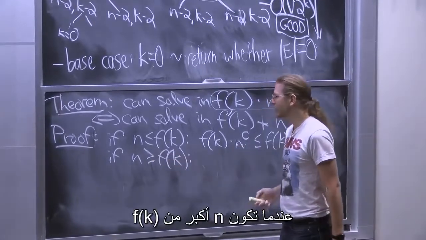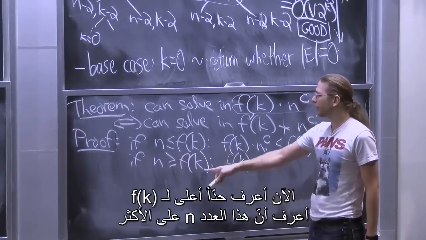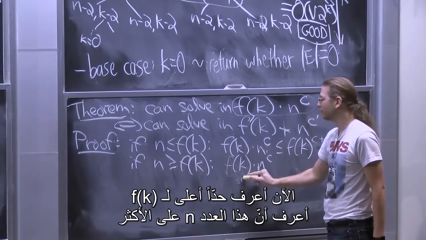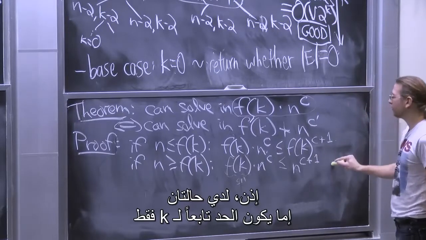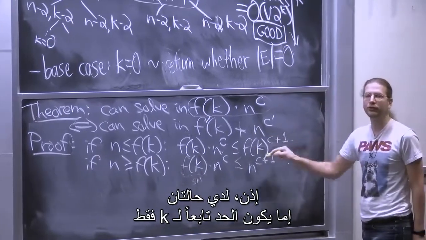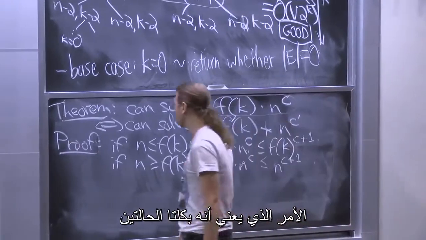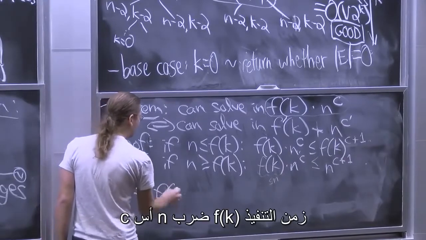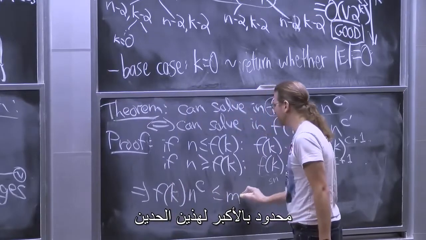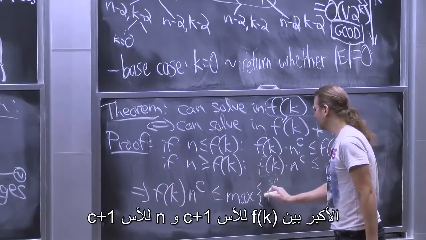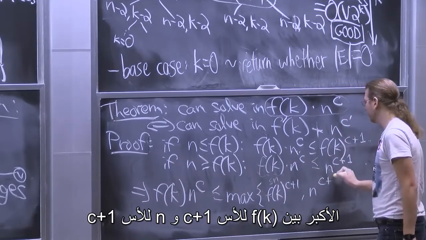When n is greater than f of k, then I know that this running time, f of k times n to the c, well, now I know an upper bound on f of k. I know that this thing is at most n. And so this is at most n to the c plus 1. Okay, so really I have two scenarios. Either I'm bounded by some purely function of k, or I'm bounded by some purely polynomial of n, which means in both cases, the running time f of k times n to the c is bounded above by the max of those two things. Max of f of k to the c plus 1, n to the c plus 1.